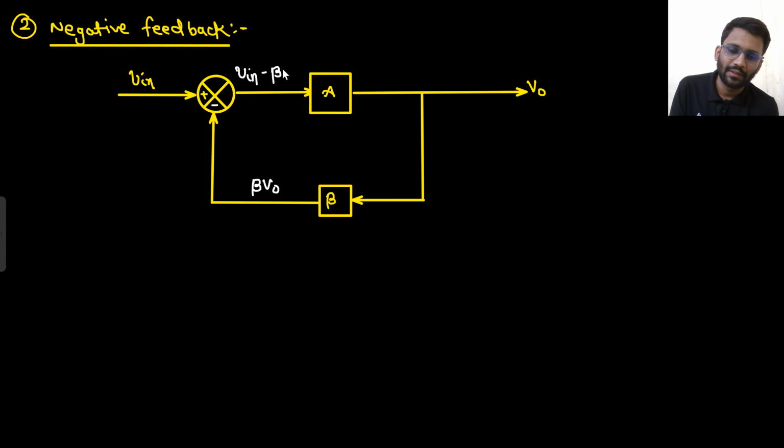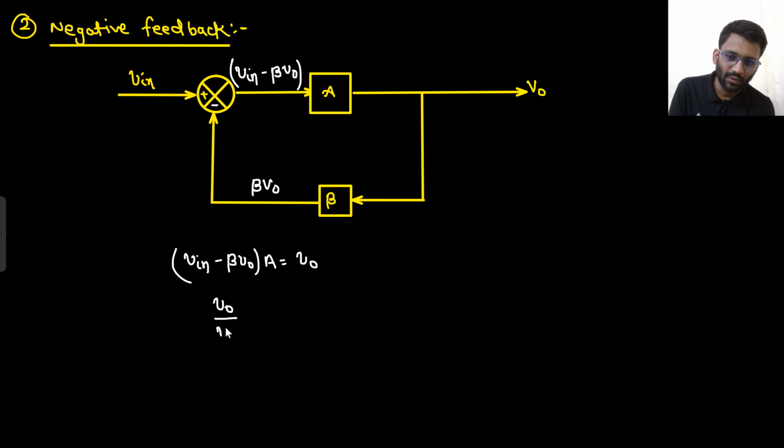V in minus beta V naught will be multiplied with the gain A, and that will be your output. If you solve it for V naught by V in, you can solve it on your own, what you will get is A upon 1 plus A beta.